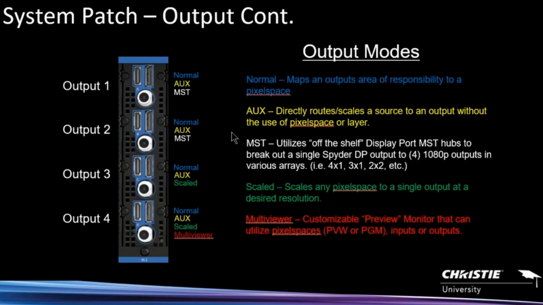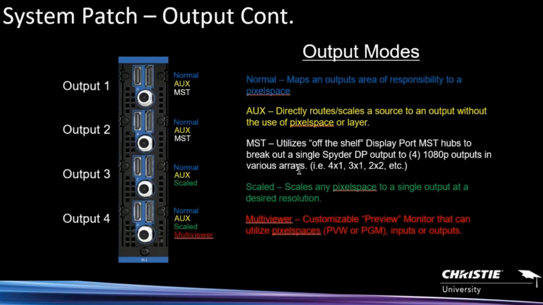Now, the next one is MST, and I may toggle back to this slide a couple times. That one is only available on the first two outputs, okay? Meaning not capable on the third and fourth. MST is multi-stream transport. It utilizes DisplayPort to be able to take a single UHD feed and break it into 4 separate 1080p feeds. Again, we'll talk about that in a minute. So that way you could drive 4 monitors, right? Or drive four signals to, say, an LED processor from one single output from the Spyder, okay?